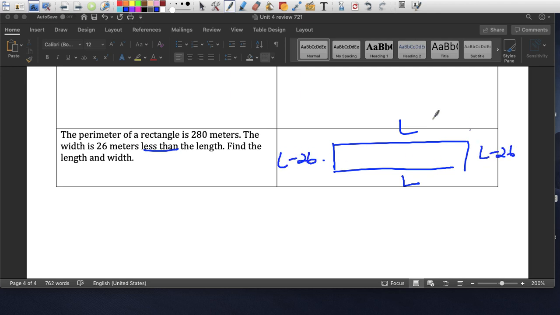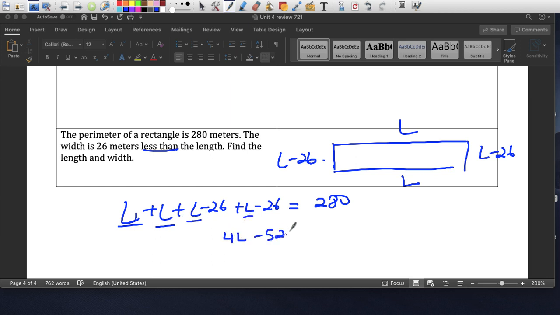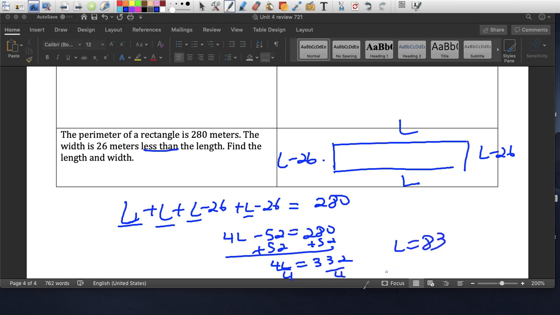This is L minus 26, and the perimeter is 280. So find the length and width. Well, let's add all of that to find L. So L plus L minus 26 plus L minus 26 plus L, all that equals 280. Combine like terms: 1, 2, 3, 4L minus 52 equals 280. Plus 52 on both sides, we're going to get that 4L equals 332. We'll divide that by 4, and I know the length is 83.